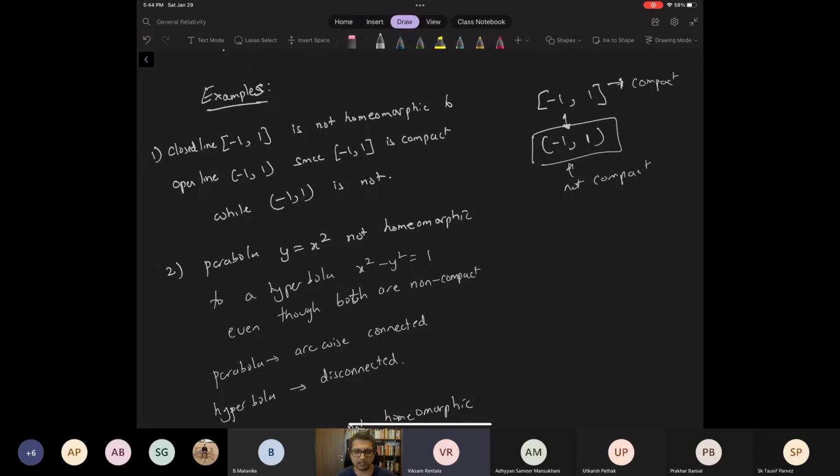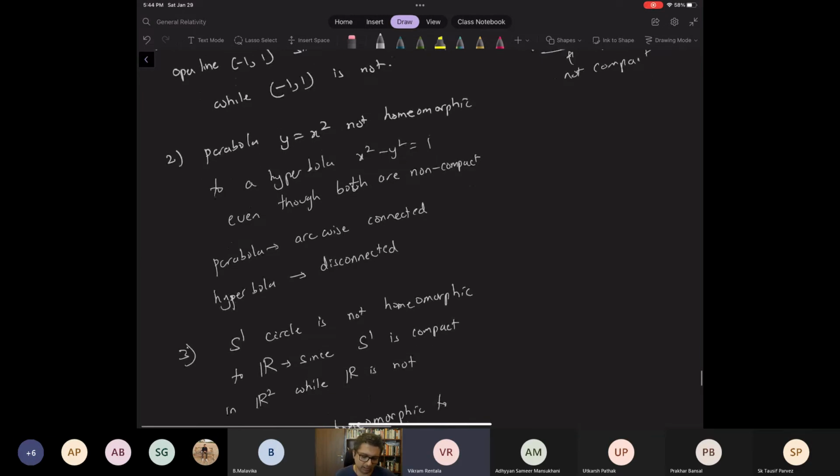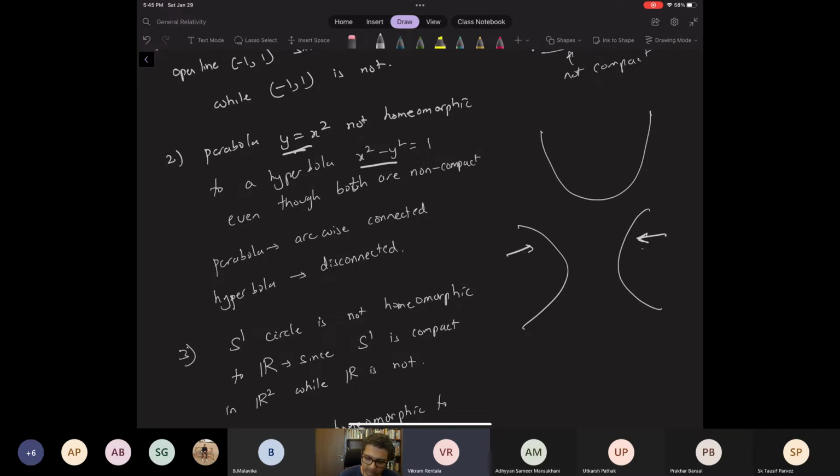Non-compact spaces and compact spaces are never homeomorphic to each other. The parabola y equals x squared is not homeomorphic to a hyperbola. Why is that? Well, a parabola is like this. A hyperbola has two branches. So intuitively you cannot deform this in a continuous way to get a parabola.